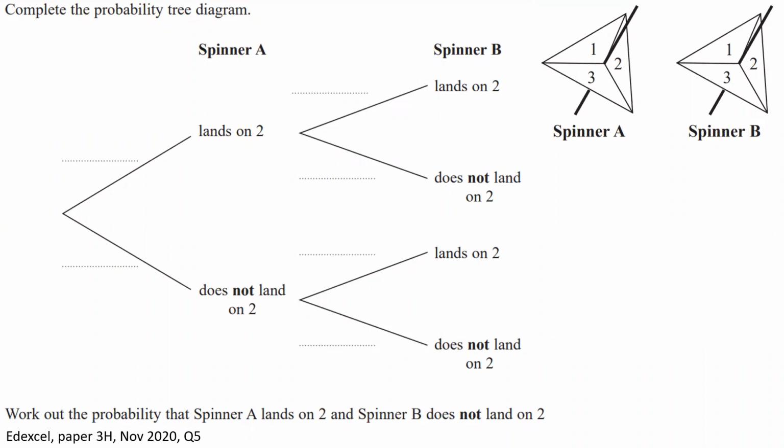So today we're going to be tackling this probability question. We've been given part of a tree diagram here, which looks at spinner A and the probability that spinner A lands on a 2 or doesn't land on a 2. And then we've also got spinner B, and again the probability that it either lands or doesn't land on a 2. So we've been given the two spinners here, and we've been asked questions after completing the tree diagram. We've been asked to work out the probability of a number of different outcomes.